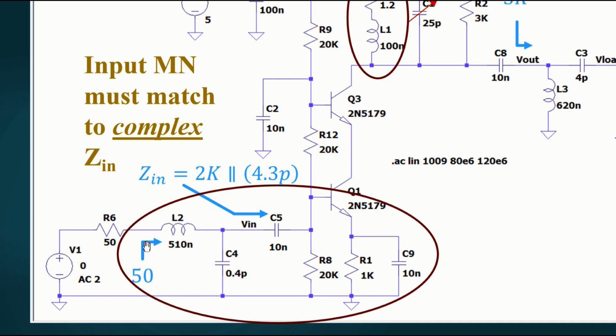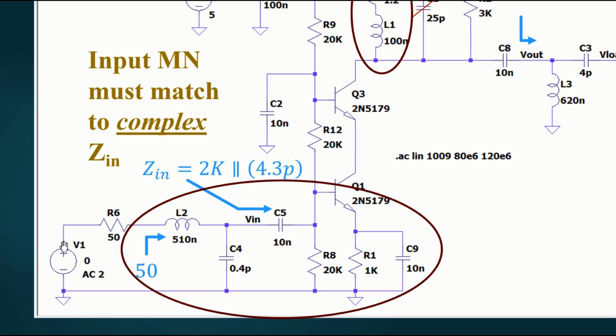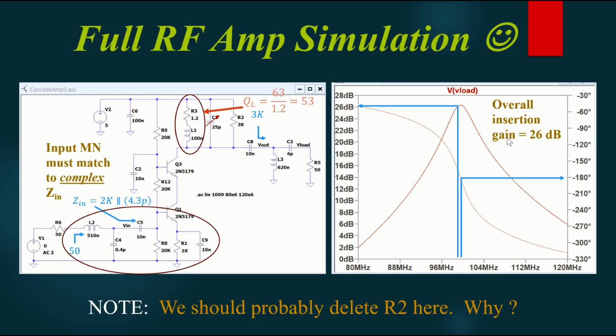So remember, there's 50 ohms standing here looking to the right. I got a 50 ohm source. And if I was just looking at the voltage I would get at this point, it would be 1/2 of this. So that's why this is 2. 1/2 because I'd have 50 ohms and 50 ohms to ground voltage divider. So my overall insertion gain is 26 dB here.